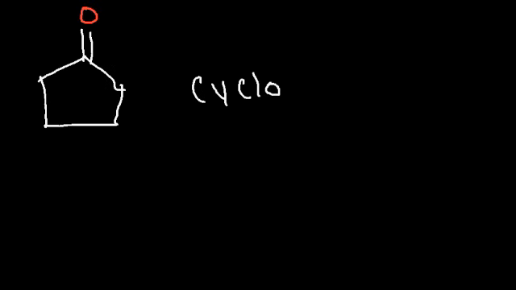Now what about some cyclic ketones? Let's say we have this particular ketone. A 5-carbon ring is known as cyclopentane, but with a ketone, this is simply called cyclopentanone.